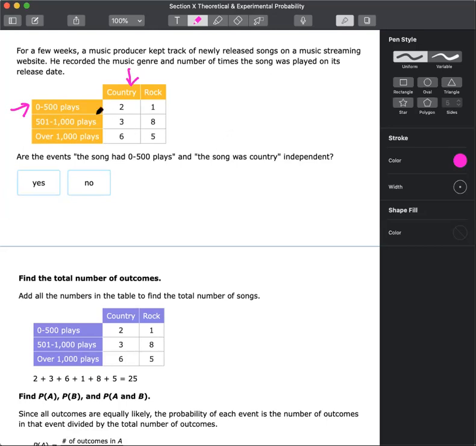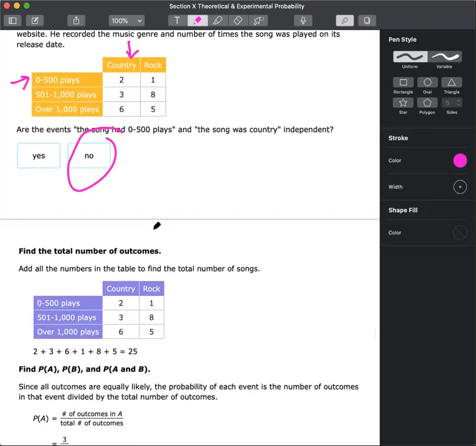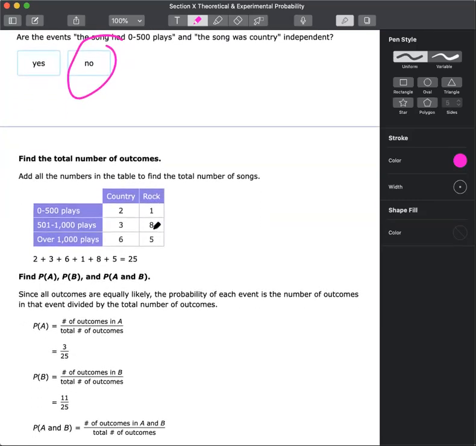I can almost, without even looking at the math, tell they're going to overlap. So country is going to be affected by the number of plays right there because they are going to cross. So this is going to be a no. But if you had to actually solve it out, here's how to do it, and I'll just show you the work from this example.